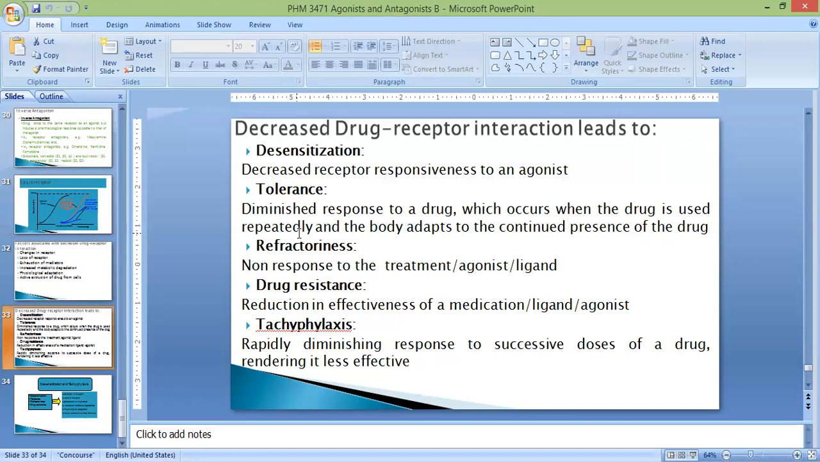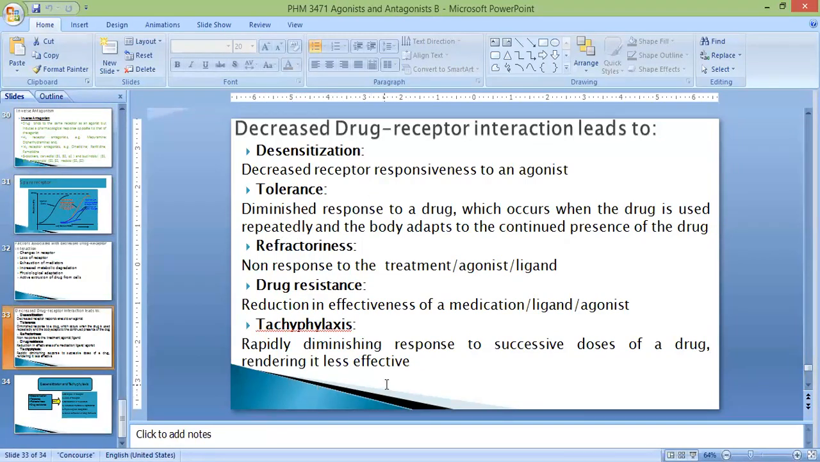We know with the long-term administration of some drugs, there is what? There is tolerance. For example, alcohol. Alcohol is a drug, right? With constant use of alcohol, you need a higher concentration of alcohol to elicit the same feelings that you had when you initially started drinking alcohol. That is tolerance with long-term use.